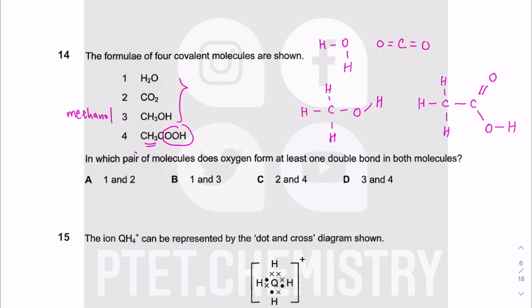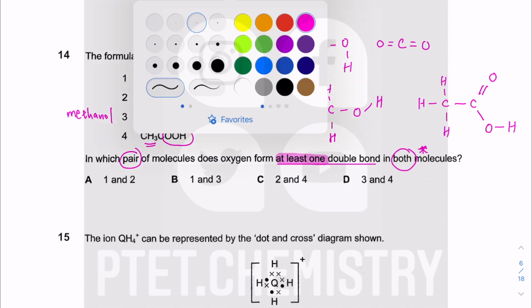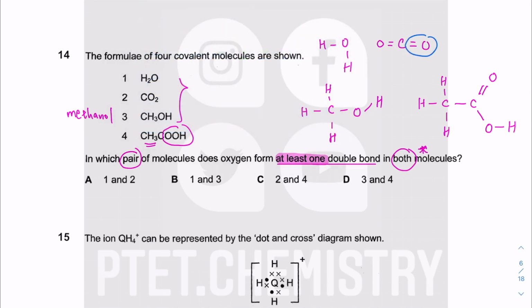Now, in which pair of molecules does oxygen form at least 1 double bond? The question is at least 1. They don't need 2, they just need 1. Well, obviously we are looking at this thing here. These are double bonds. So we're looking at 4, we're looking at 2. So 2 and 4 must be the correct answer there. Being able to sketch this out without drawing the dot and cross is very important when you want to do this kind of MCQ question in 1 minute, because you only have 1 minute for each MCQ question.